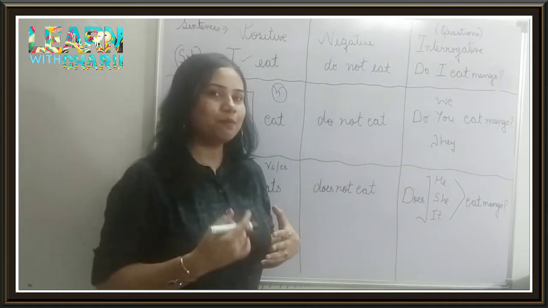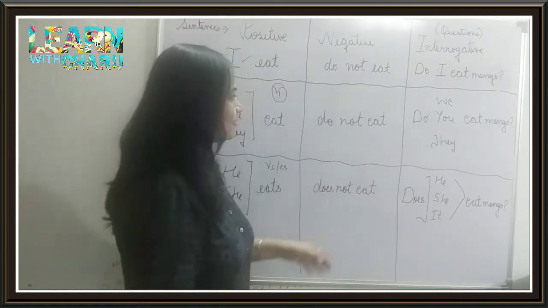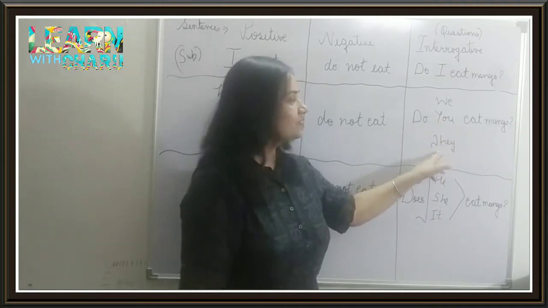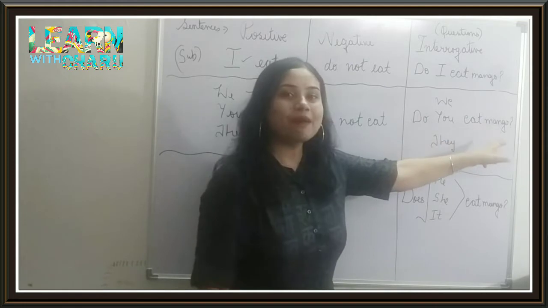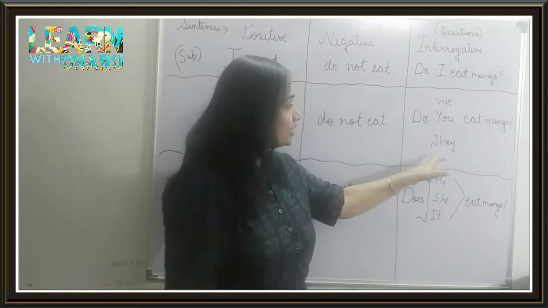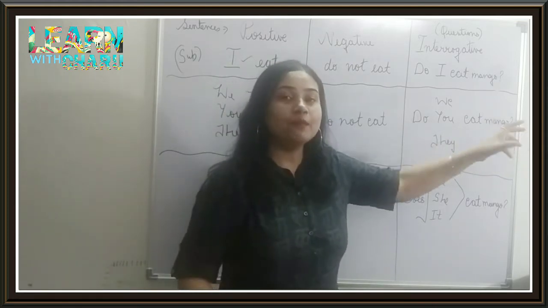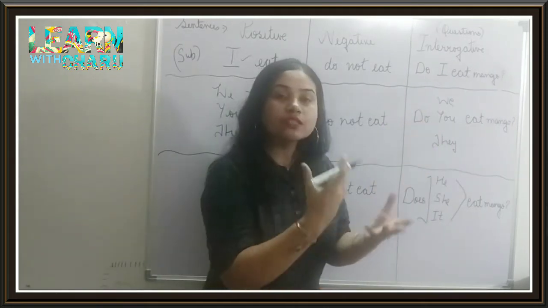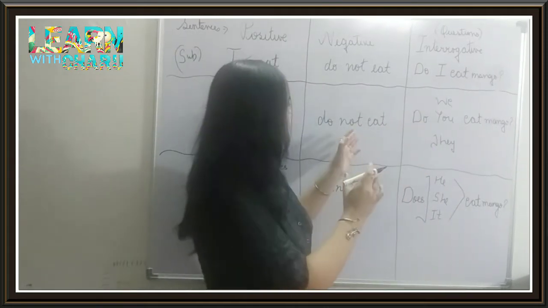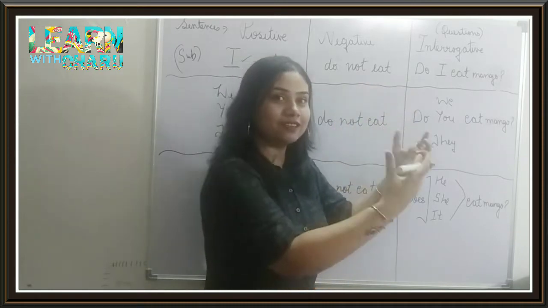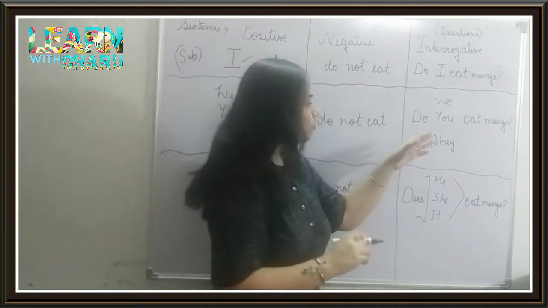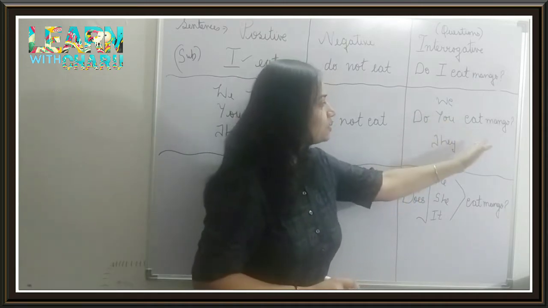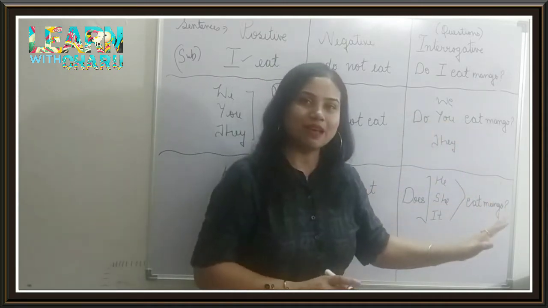Now let's make the question. Do you eat mango? Do we eat mango? Do they eat mango? हमने क्या किया, जो डू यहाँ था ना, इसको हम आगे ले आए. जब हम क्वेश्चंस फ्रेम करते हैं तो वो जो आपका डू है यहाँ पे था, जो पीछे था वो उसको हम आगे ले आते हैं. So first of all it comes. Okay, so do you eat mango, do we eat mango, do they eat mango.